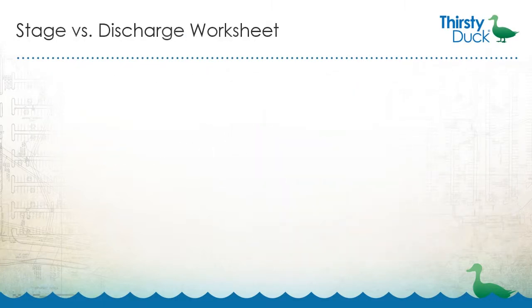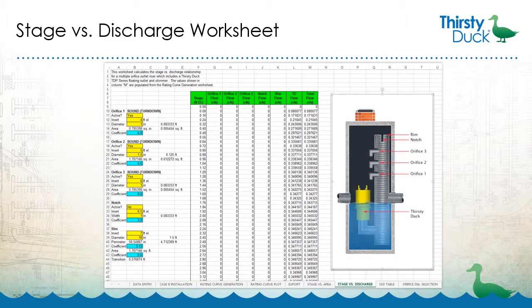The Stage versus Discharge worksheet calculates the stage versus discharge relationship for a multiple orifice outlet riser, which includes the TDP series floating outlet and skimmer, defined by the data entered in the data entry worksheet. The stage versus discharge relationship developed in this worksheet also appears on the SSD Table Worksheet.